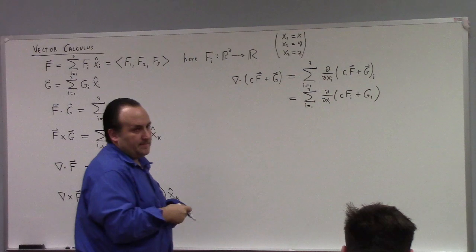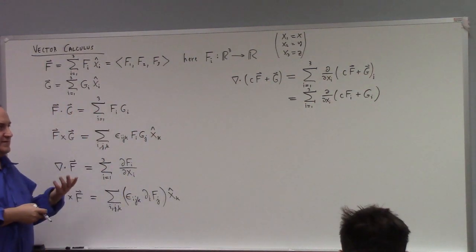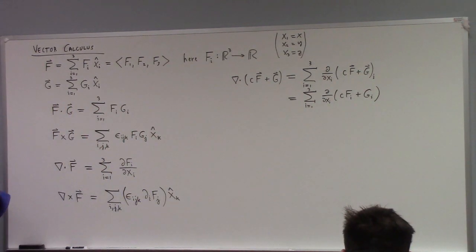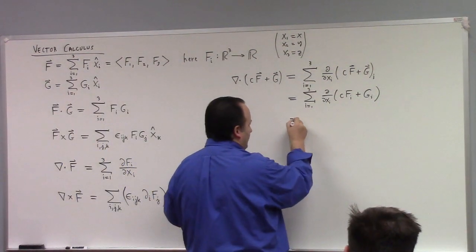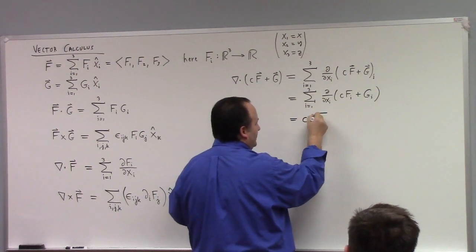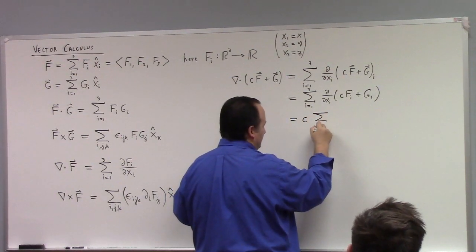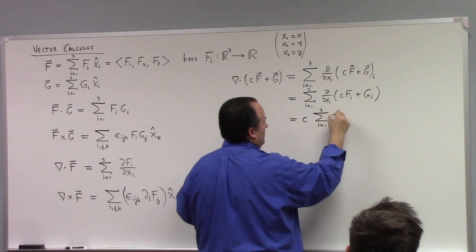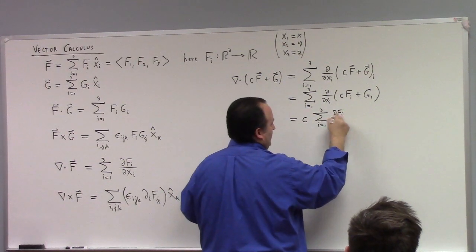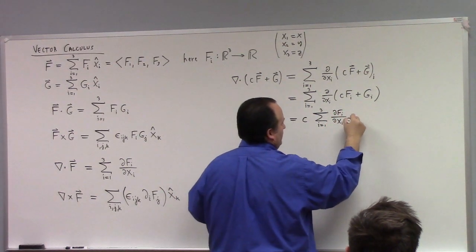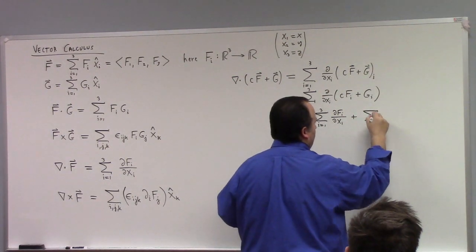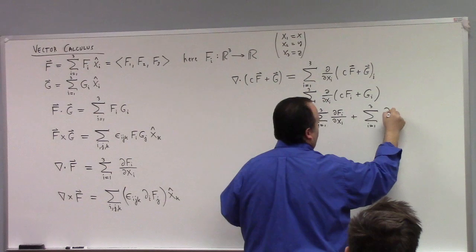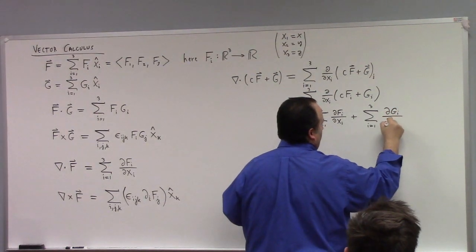All right. And then we know properties of the partial derivative. Like the partial derivative is linear. The partial derivative allows us to pull constants out. So we use those properties of the partial derivative combined with properties of the finite sum to pull the c out of the finite sum. And then we've got partial f sub i, partial x sub i, plus the sum over i equals 1 to 3 of partial g_i, partial x_i.